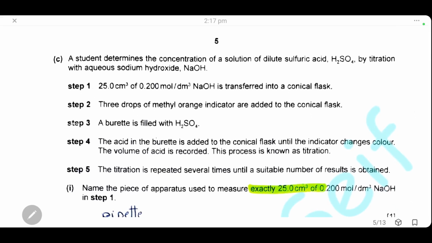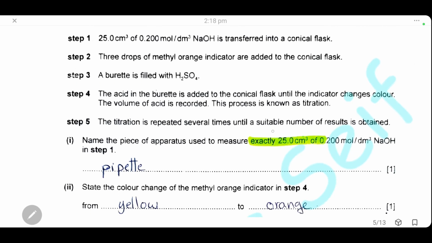Here we have an experiment. A student determines the concentration of a solution of dilute sulfuric acid by titration using aqueous sodium hydroxide. Here are the steps of the titration. We are using 25 cm³ of 0.2 mol/dm³ sodium hydroxide in a conical flask. The indicator is methyl orange and the burette is filled with sulfuric acid. We will add the acid from the burette until the indicator changes color. The titration is repeated several times until a suitable number of results is obtained.